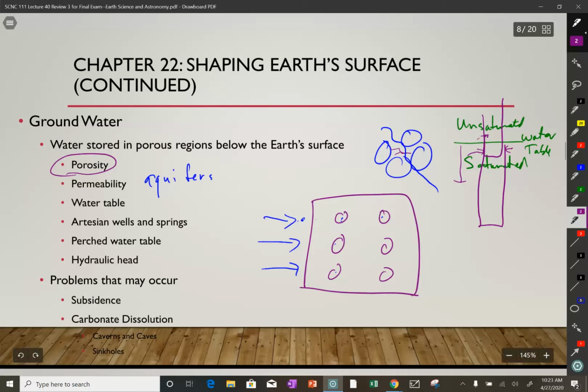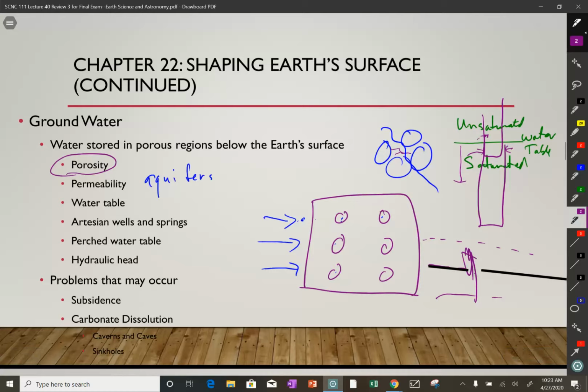Artesian wells and springs, you have an artesian spring if you just have water coming up out of the ground. And what that means is the water table is above the surface of the ground. You have a non-permeable layer up here, so the water is stuck underneath, but if you punch a hole through, if your water table is up here, then when you punch a hole through, the water is just going to flow up out of it. So that's what an artesian spring is.